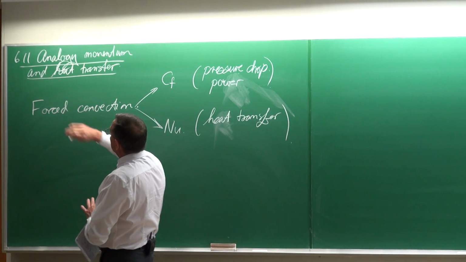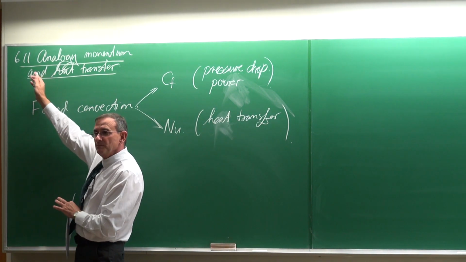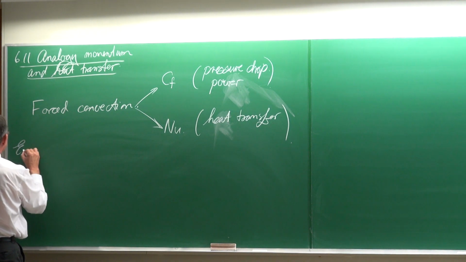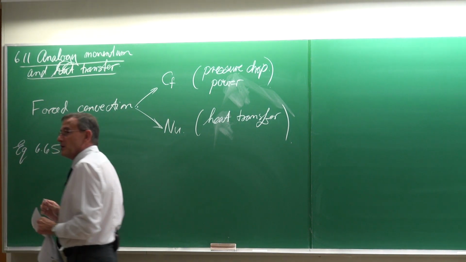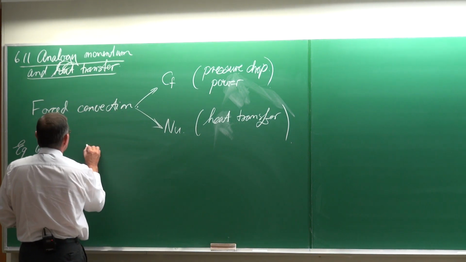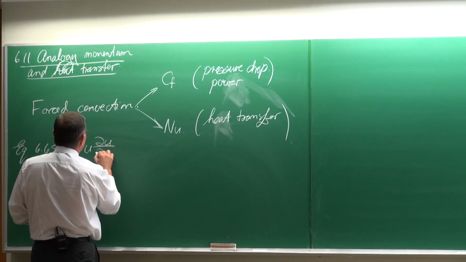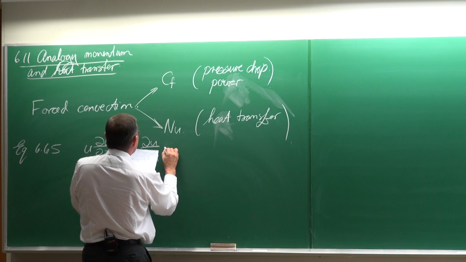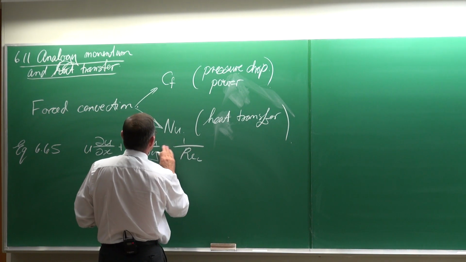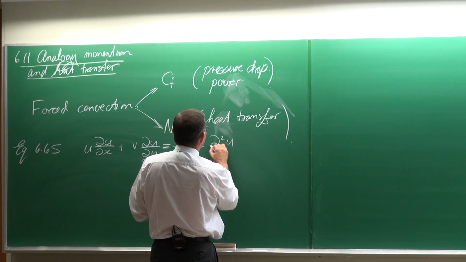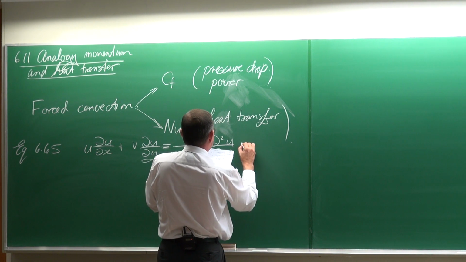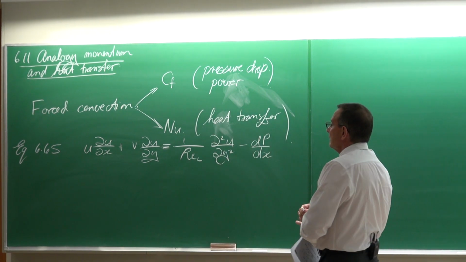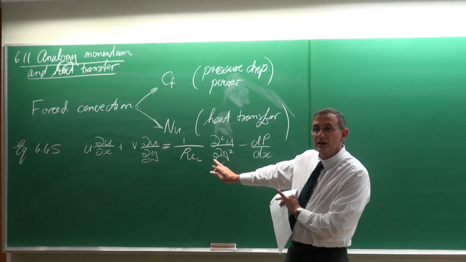Now, there are a few paragraphs before 6.11, which you've already done in fluid mechanics. I'm just going to quickly jump to that, so it's not going to be clear exactly where it comes from, but it is the momentum equation for a flat plate, and it looks like this: u ∂u*/∂x* plus v ∂u*/∂y* is equal to 1 divided by the Reynolds number based on its characteristic length, multiplied by ∂²u*/∂y*², minus dP*/dx*. Okay, so that's equation 6.65.